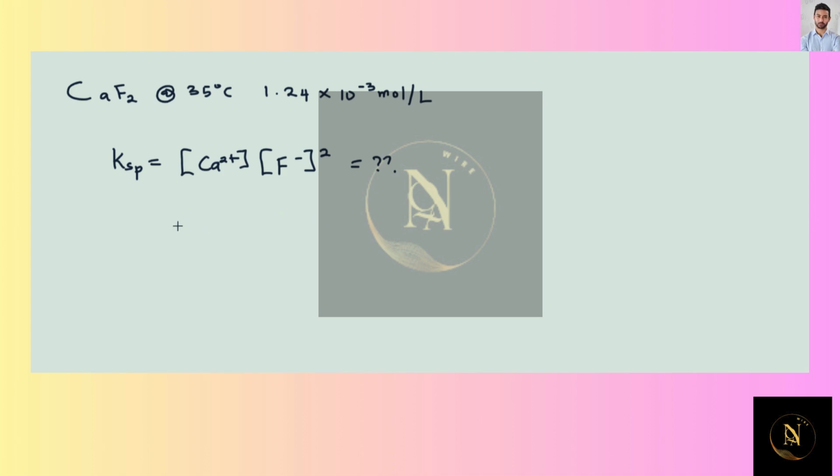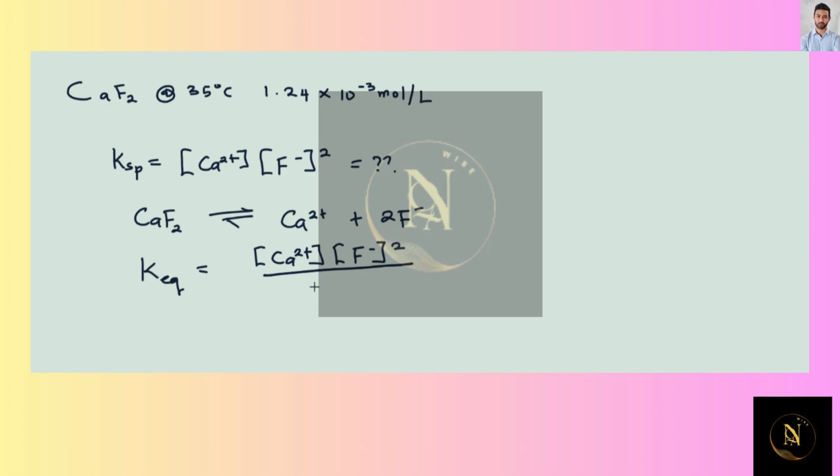Now, calcium fluoride dissociates to produce Ca2 plus aqueous plus 2F minus. If we write the equilibrium expression for this, it will be the product concentration divided by the reactant concentration. That's going to be calcium 2 plus concentration multiplied by fluoride ion concentration squared, divided by calcium fluoride solid concentration. Because it is a solid, we equate it to 1. Therefore, the K equilibrium will be calcium 2 plus concentration multiplied by fluoride ion concentration raised to power 2.